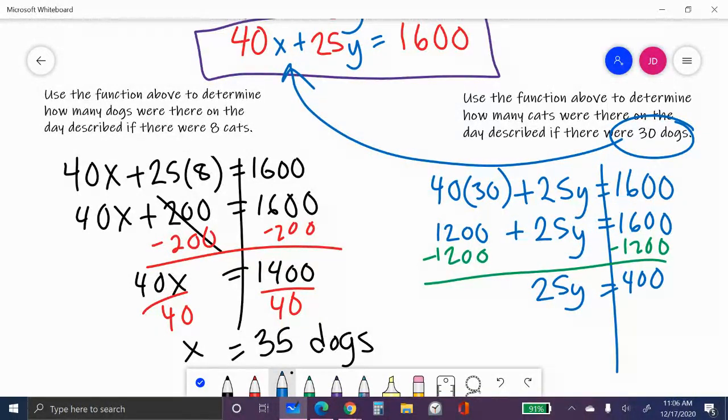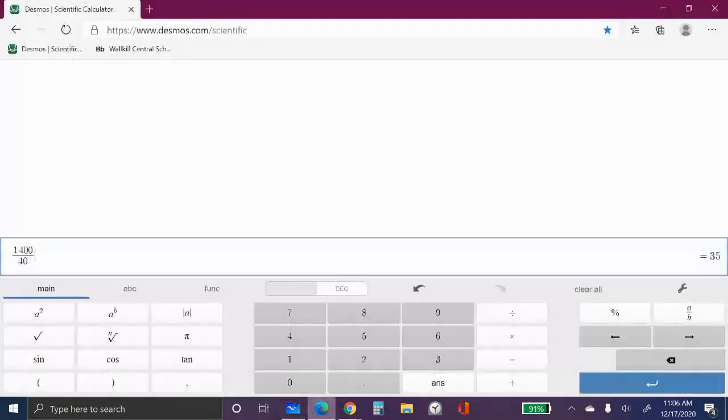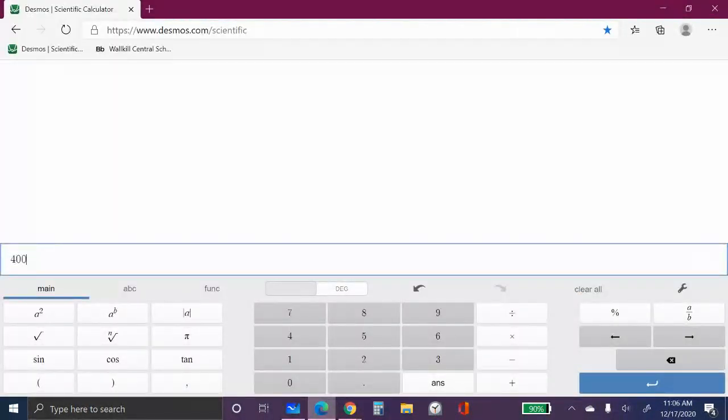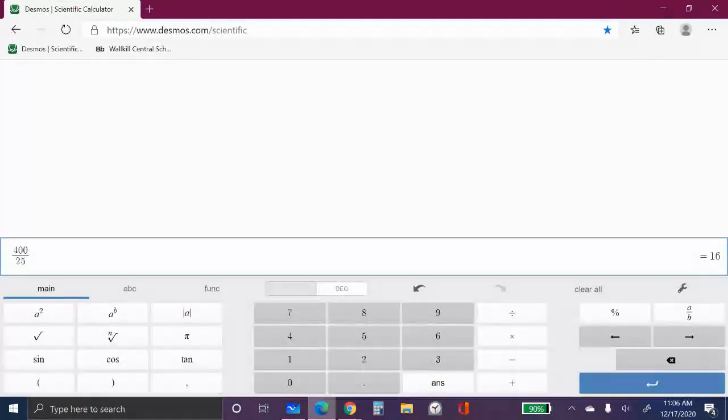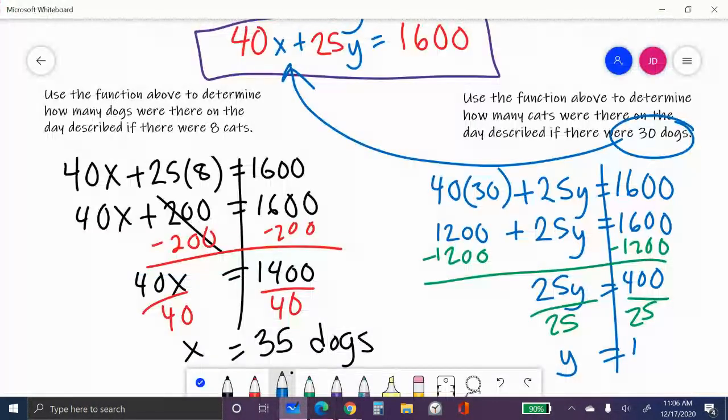Divide both sides by 25. And you get how many? 400 divided by 25 is 16. 16 cats. Yep, not dogs. I'm trying to figure out, if there's 30 dogs, how many cats? So 16 cats in this case. All right, so we solved different scenarios involving that.